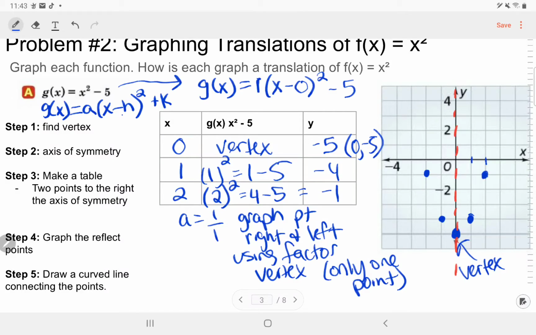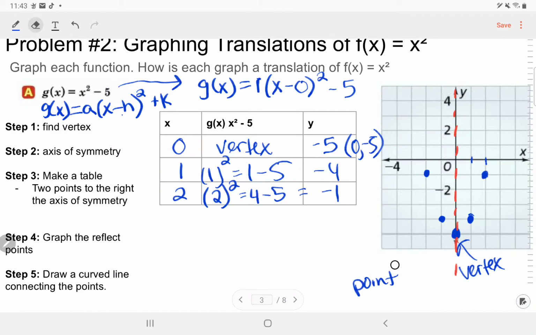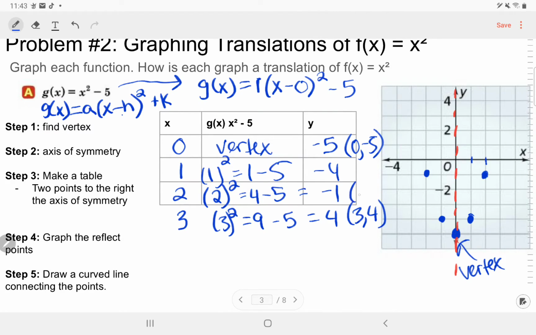Now you do have enough points to figure out what the shape looks like. However, I'm going to do another point for the fact that my graph has not crossed the x-axis yet. And since I know it's going up, I can see that it's going to. So I'm going to plug 3 in. So 3 squared, we know is 9. And 9 minus 5 is 4. So we know that point is 3, 4. So I'm going to plot that point. I'm going to go right 3 and up 4.